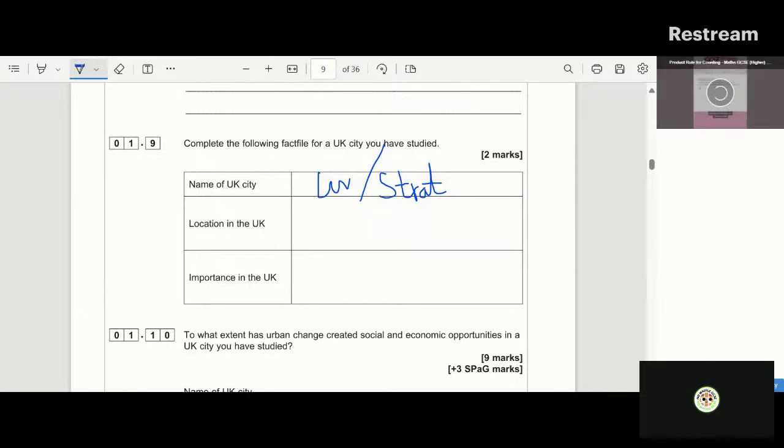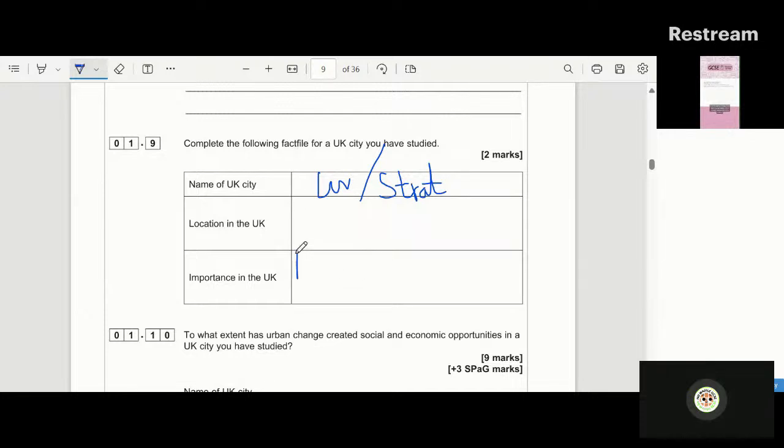Okay, the location in the UK, that obviously depends on where you're doing that, and the importance in the UK. So you need to talk about the regional importance. You can talk about how Liverpool is important for the cultural arts, or how it was really important for the manufacturing sector. They've got lots of ports there, so globalization, it's really integral to help trade occur.